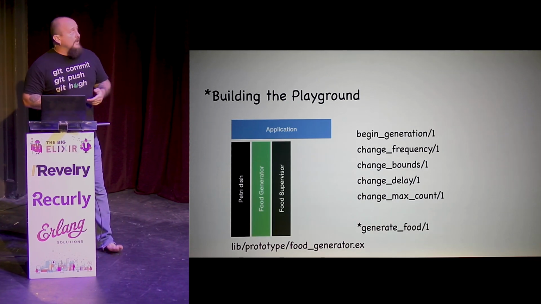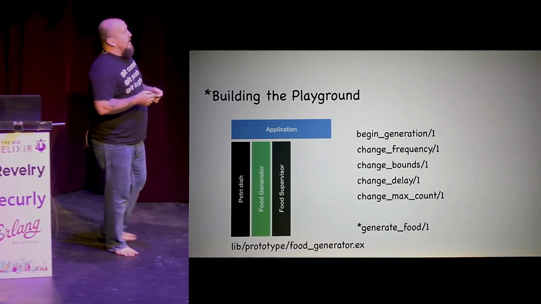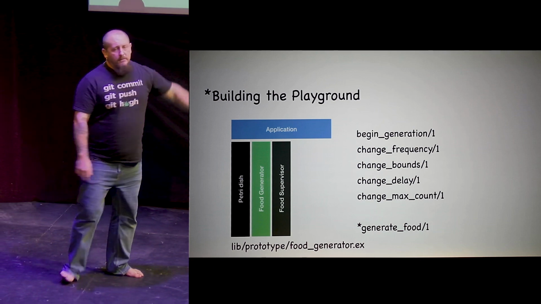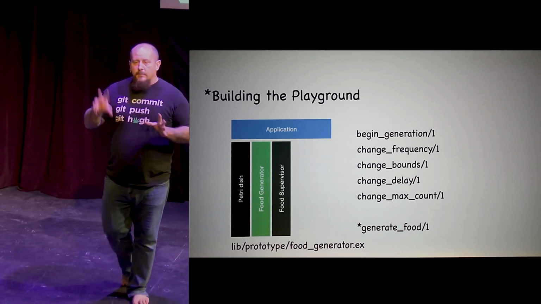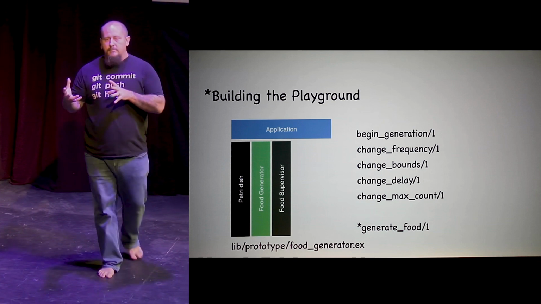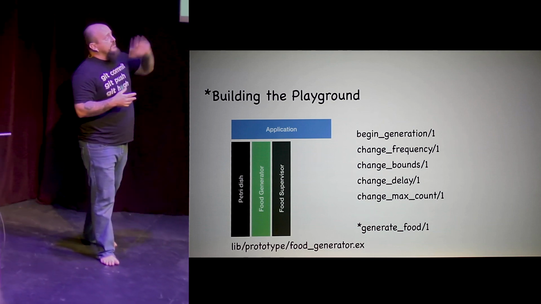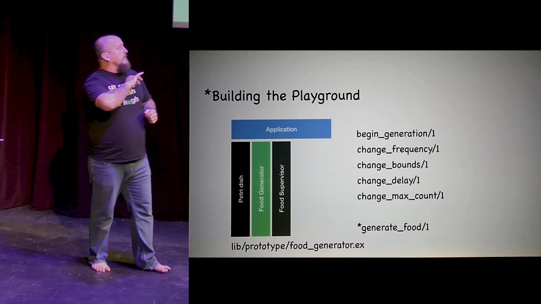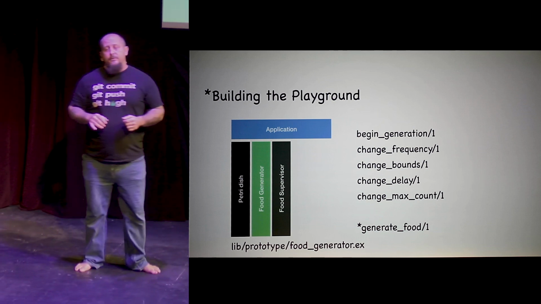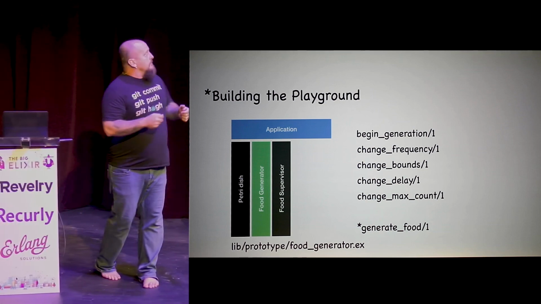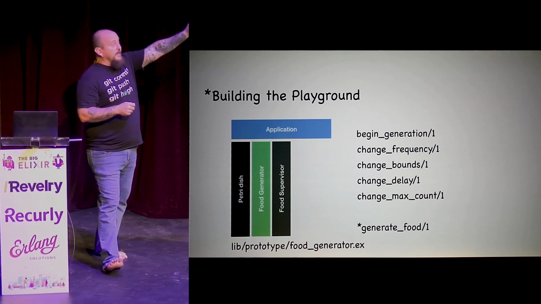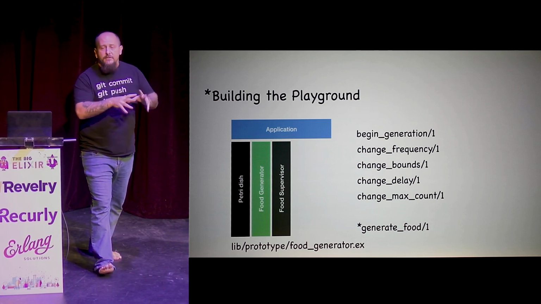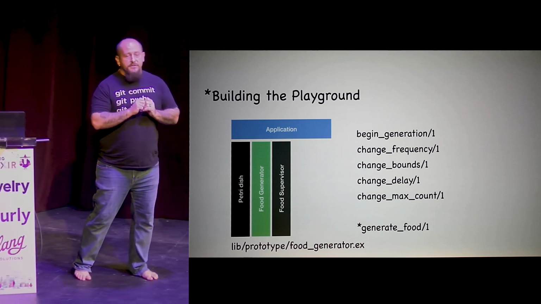Now, when we get to what's happening in the actual food supervisor and the food generator, it only has a few functions to it. Now, there's some private functions, but really all the private functions are for helping out with the public API. But here's essentially the functions. The ones without an asterisk are the food generator, and the food supervisor just has generate food. Oh, excuse me, I got that reversed. The food generator has all the information on how to generate food, and the food supervisor generates the food.